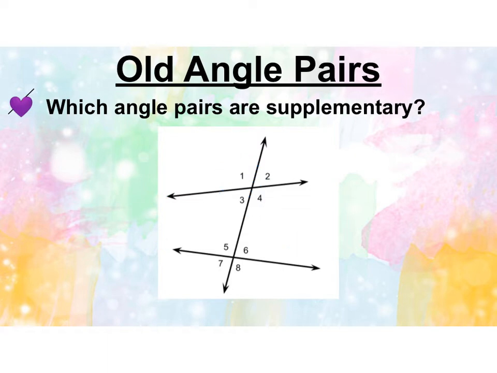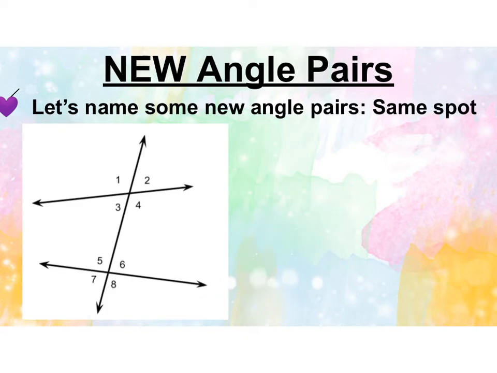Which angle pairs are supplementary? There's a lot in this picture. 1 and 2 are supplementary. 1 and 3, 3 and 4, 2 and 4, and then you can do the same around here. But now we're going to look at some new angle pairs that relate around this point to this point.